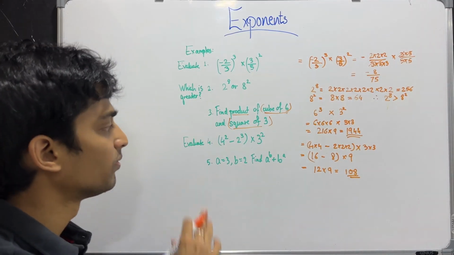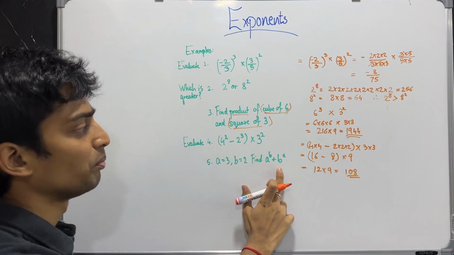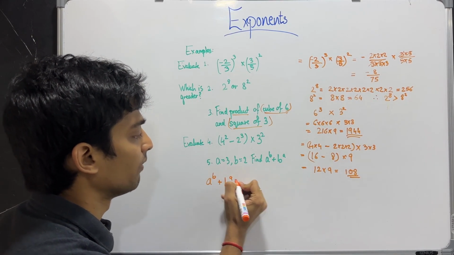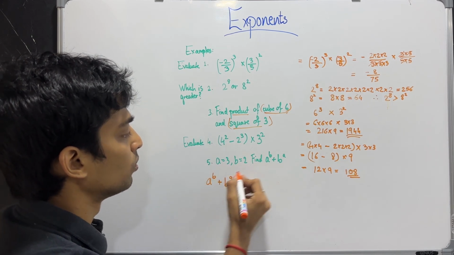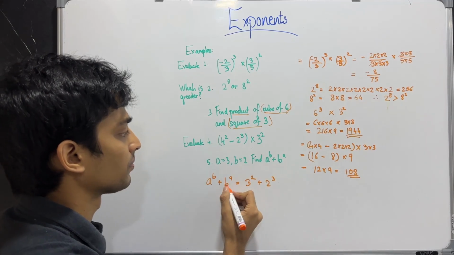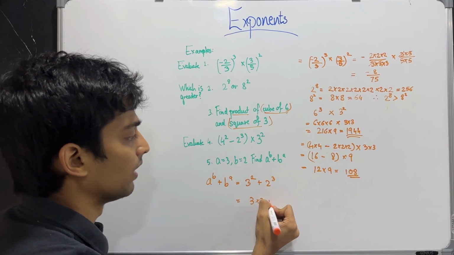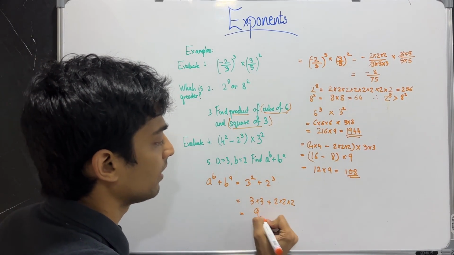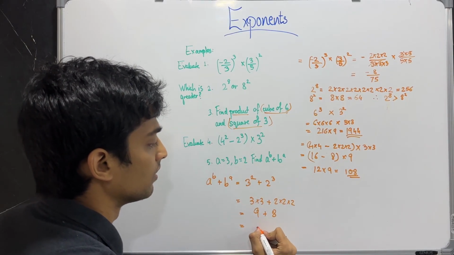Okay, fifth one, we have a is 3, b is 2, find a raised to b plus b raised to a. So a raised to b plus b raised to a will be 3 raised to 2 plus 2 raised to 3. So we get 3 into 3 plus 2 into 2 into 2, which is 9 plus 8, which is 17.